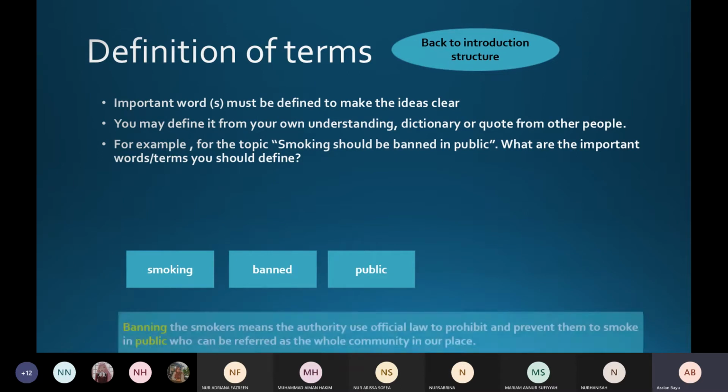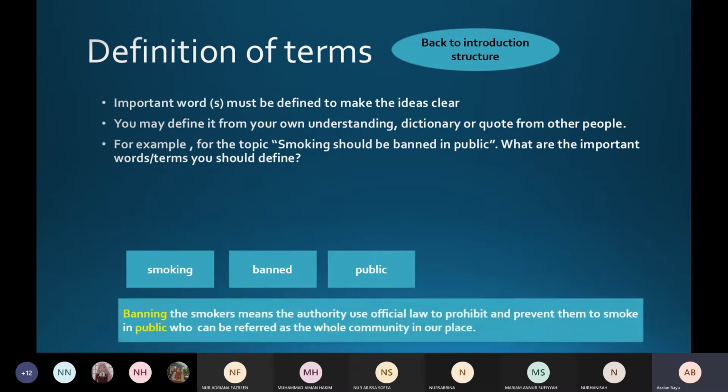Alright, in definition of term. Alright, this is an example how you can define. I just make one sentence, but I define 2 important terms, which is banning the smokers mean the authority use official law to prohibit and prevent them to smoke in public, who can be referred as the whole community in our place. So banning ni maksudnya bukan setakat you buat campaign, tapi you menggunakan law, undang-undang untuk macam mana yang Malaysia tengah buat sekarang. Maksudnya kalau you masuk go to restaurant, kalau you merokok, you can be charged with penalty. So itu ban.